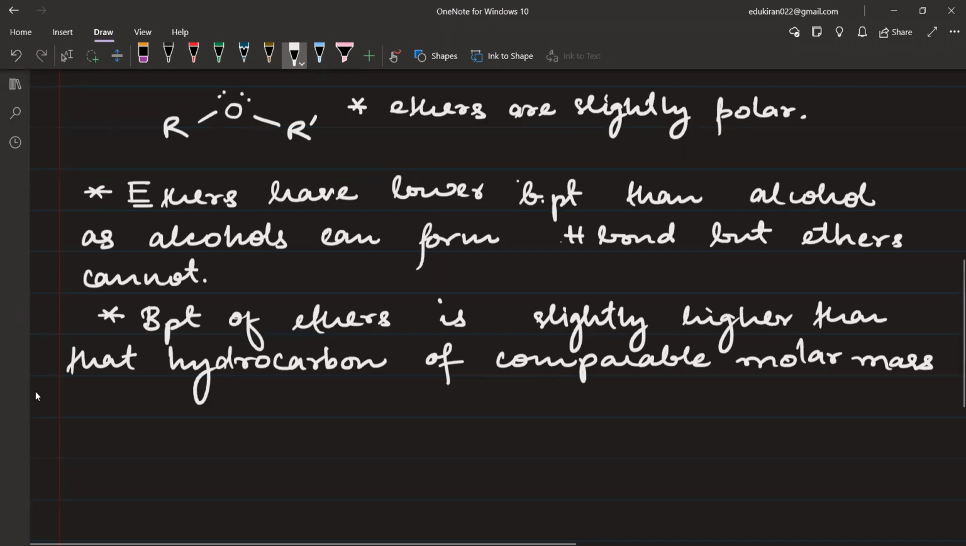Yes, sir. Okay. Boiling point of ethers is slightly higher than that of hydrocarbons of comparable molar mass. Why? Because hydrocarbons are completely non-polar and ethers are what? Ethers are slightly polar. Okay. You will write next.